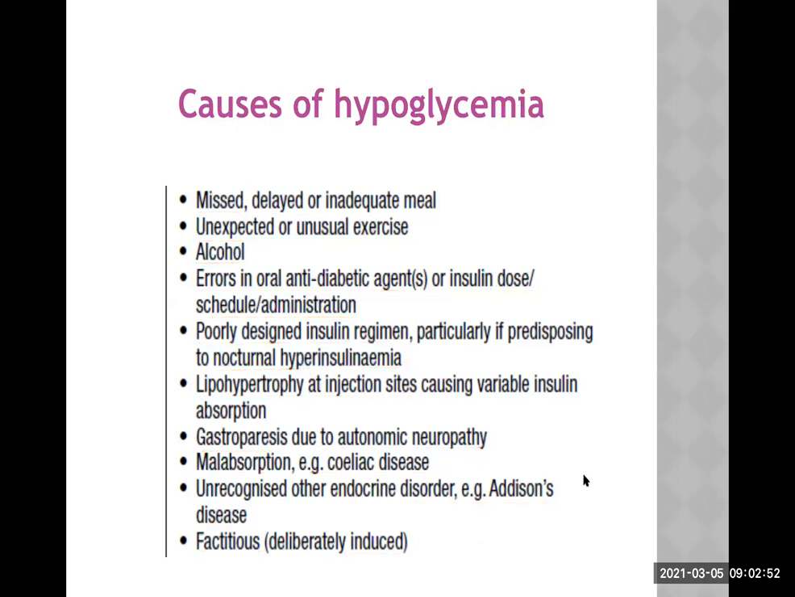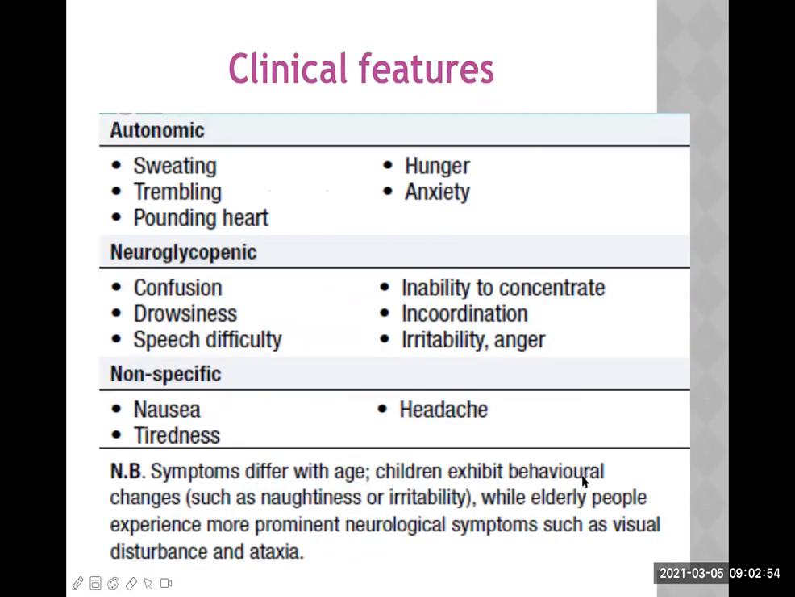So these are the causes of hypoglycemia in diabetes. Now, another important part, what are the clinical features? How is hypoglycemia diagnosed according to the examination? These are the autonomic features of hypoglycemia, like sweating, trembling, pounding heart, meaning palpitation, hunger, a sense of hunger, and a sense of anxiety. These are all because of sympathetic nervous system stimulation.